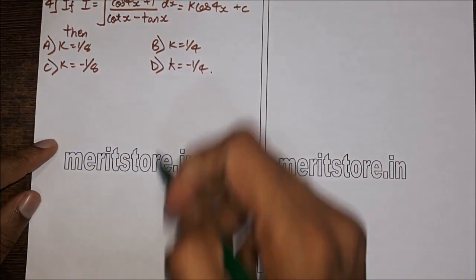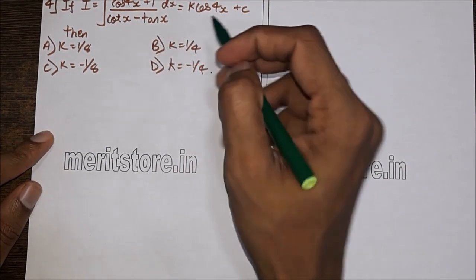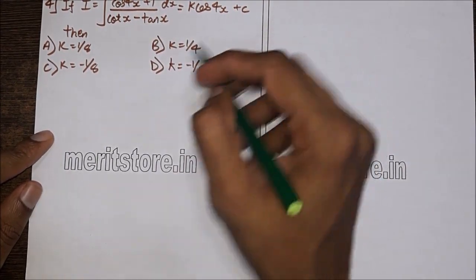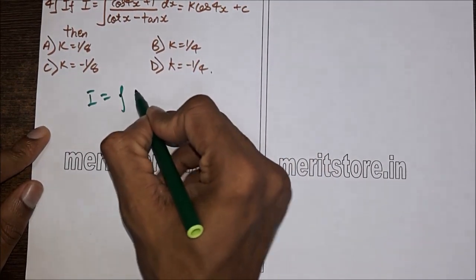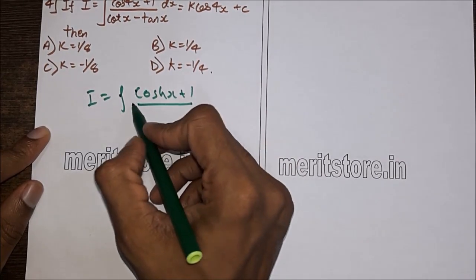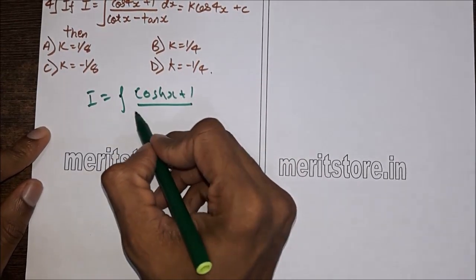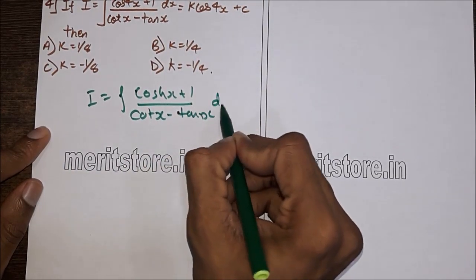Question 4. If I is equal to integral (cos 4x plus 1) upon (cot x minus tan x) dx is equal to k cos 4x plus c, then we are given 4 options of k. So take I equal to integral of (cos 4x plus 1) upon (cot x minus tan x) dx.